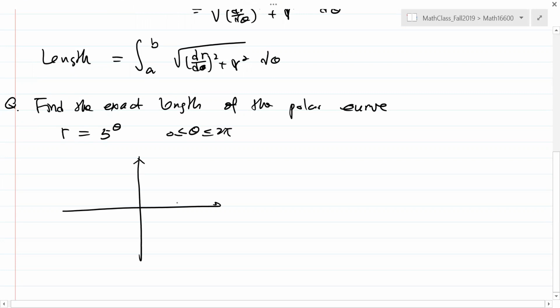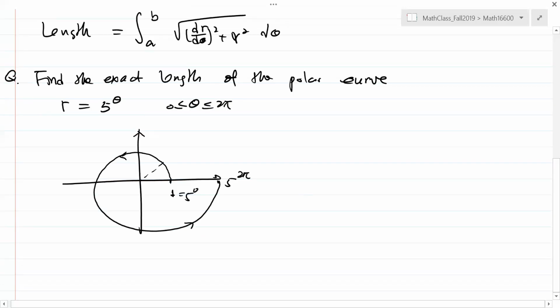When theta equals 0, r is going to be 1. But when you rotate this line counterclockwise, when theta increases, r is getting larger. Eventually you get r equals 5 to the 2 pi, when theta equals 2 pi. Okay, at the start it is 5 to the 0. So this is a curve, right? We just need a sketch graph. You don't need to get the precise picture.